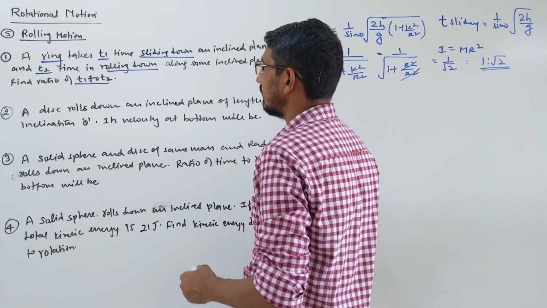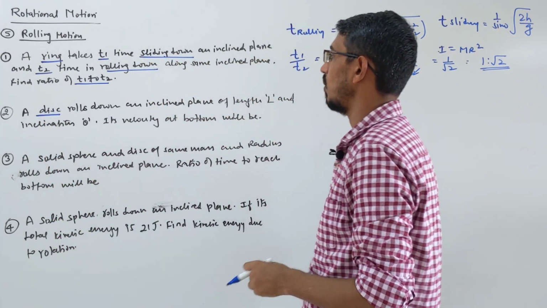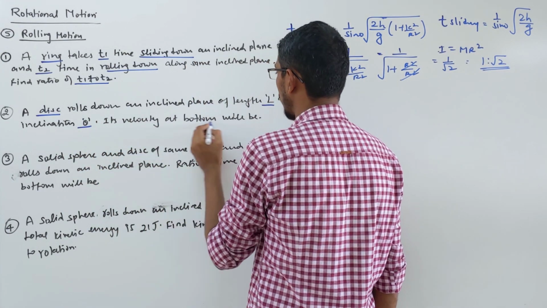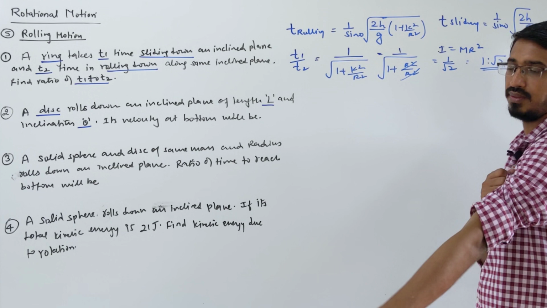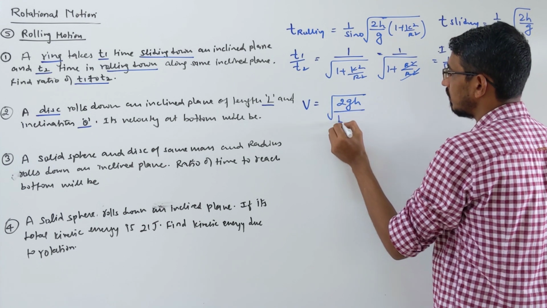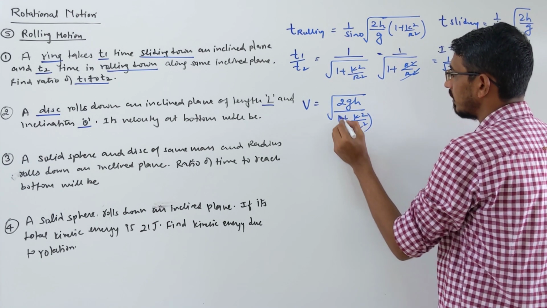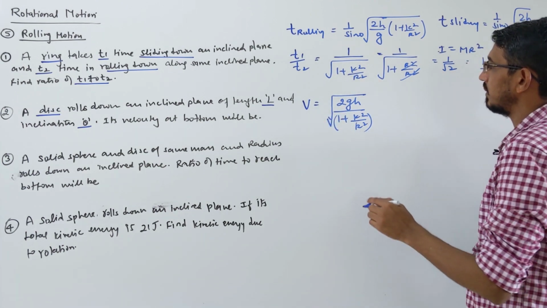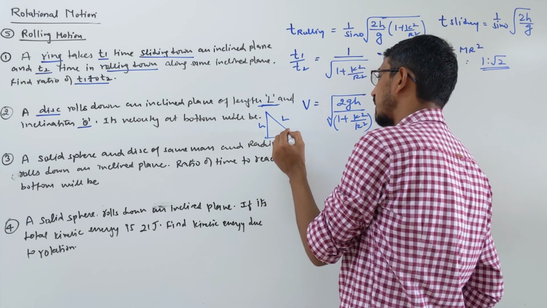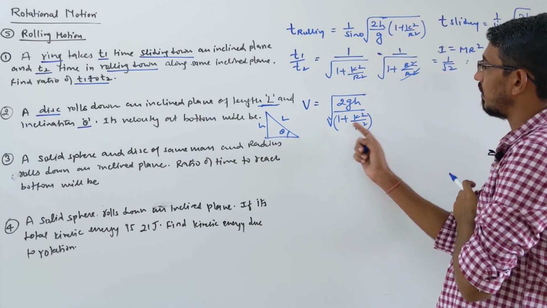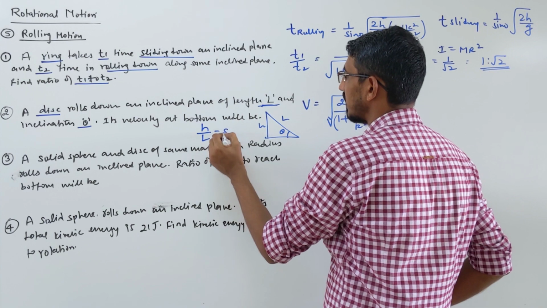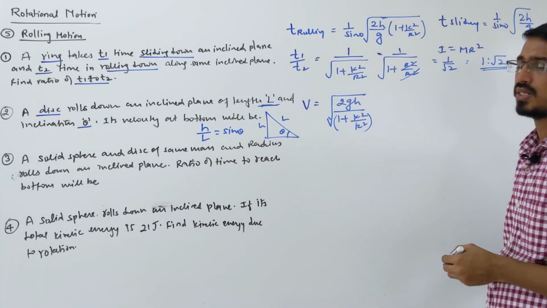Okay, look at this problem. A disk rolls down an inclined plane of length L and inclination theta. Its velocity at the bottom will be what? Velocity they are asking. The velocity formula we just wrote is root of 2gh upon 1 plus k square upon r square. They are asking the answer in terms of the inclined plane. I have discussed with you, this is your h, that's L, that's your theta. You can write this formula in both formats, in terms of vertical height or inclined length. I already discussed that h by L is sin theta, so you can replace h here.